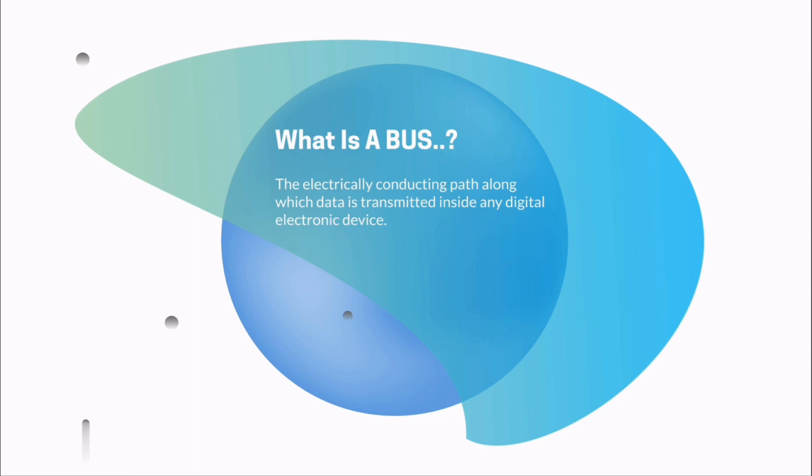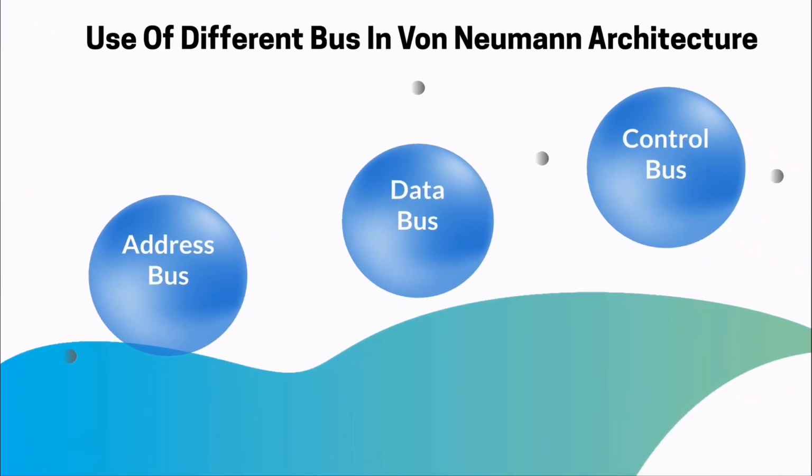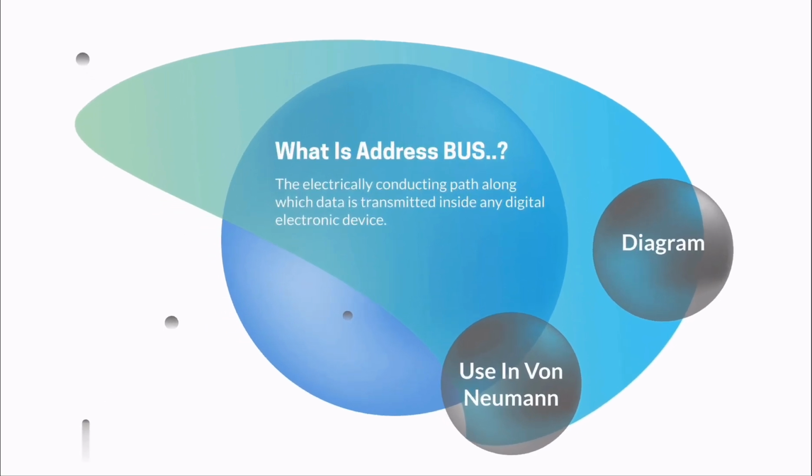A bus consists of multiple pathways or lines. Each line is capable of transmitting signals representing binary digit 1 or 0. A bus can be unidirectional or bidirectional. Now there are three types of buses: address bus, data bus and control bus. So what is an address bus?